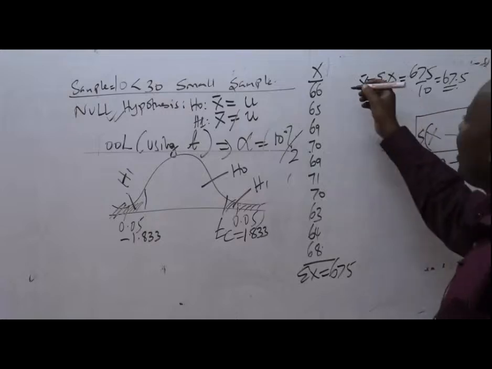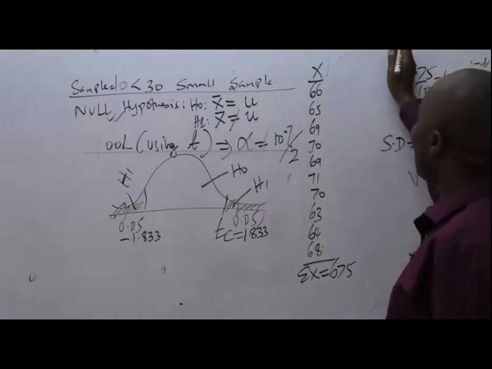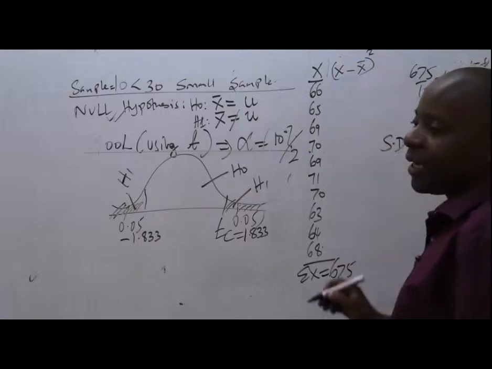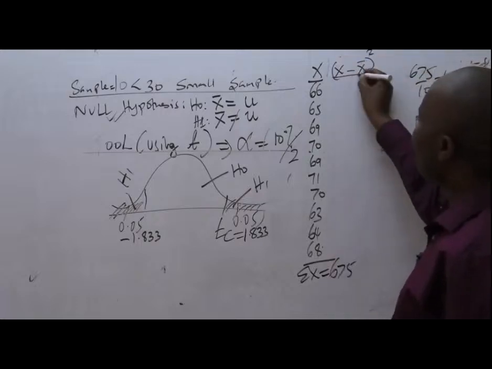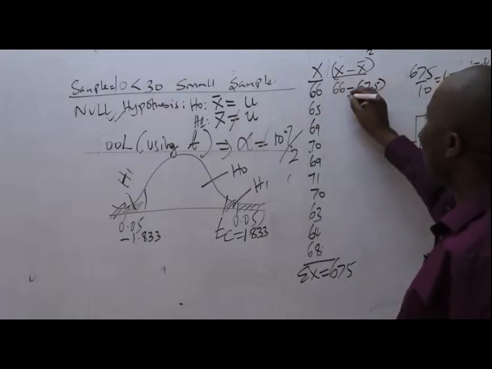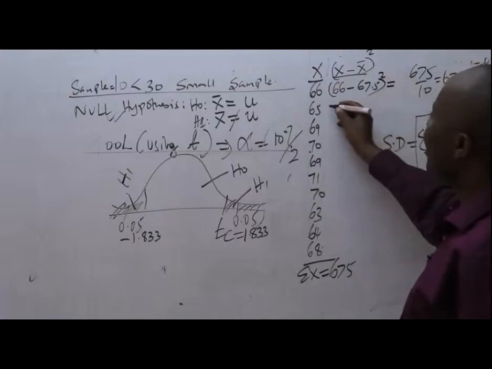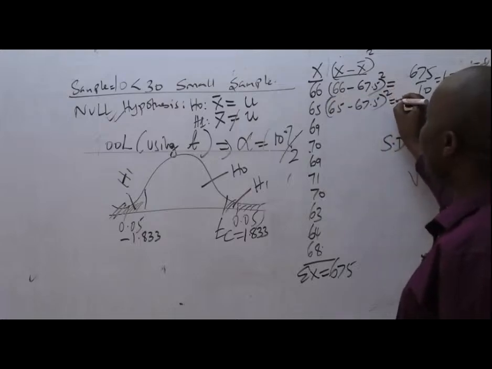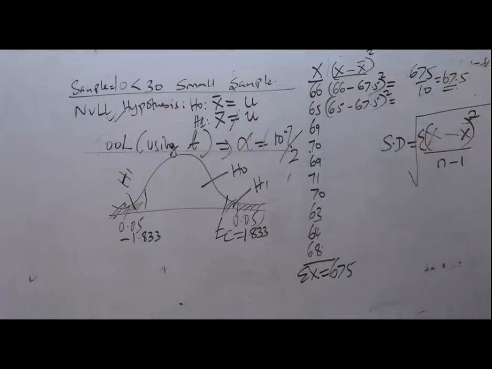So could you kindly create a column for the numerator, x minus x bar squared. The first one will be 66, that is x, minus x bar, 67.5. You square this and you get an answer. You go to the second one, 65 minus 67.5, you square this, you get an answer. You do like that for all of them, and then down here I would expect you to give me the summation.